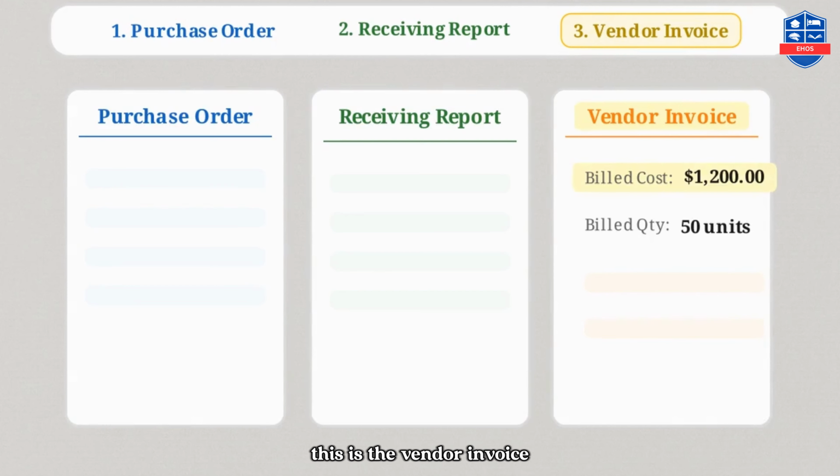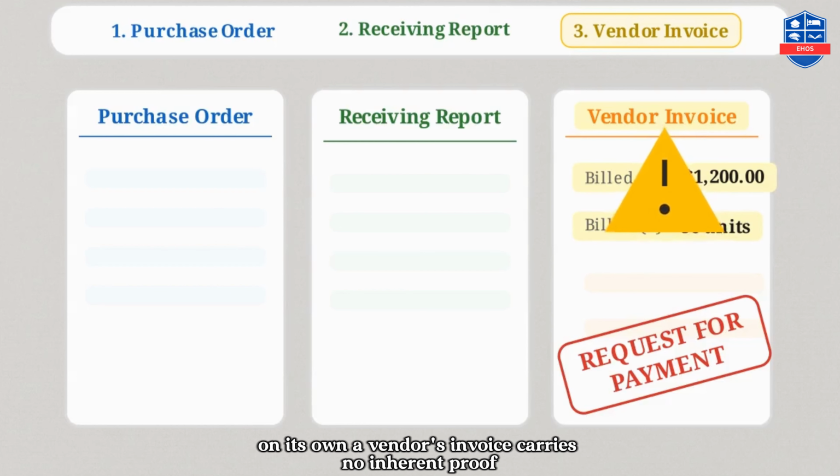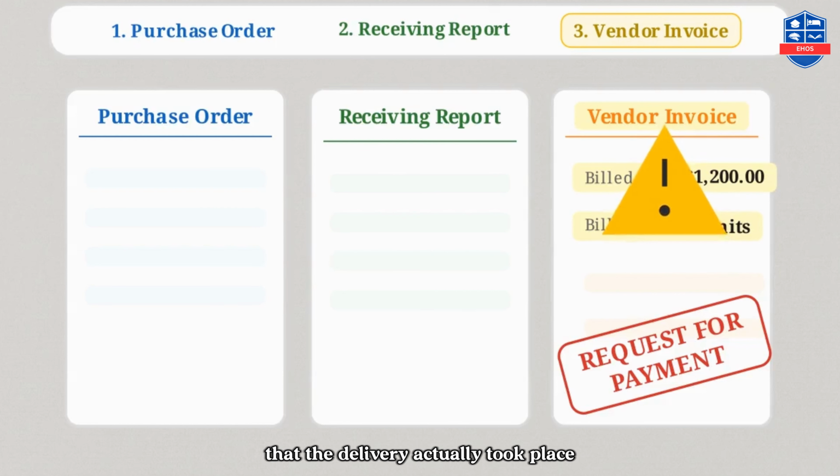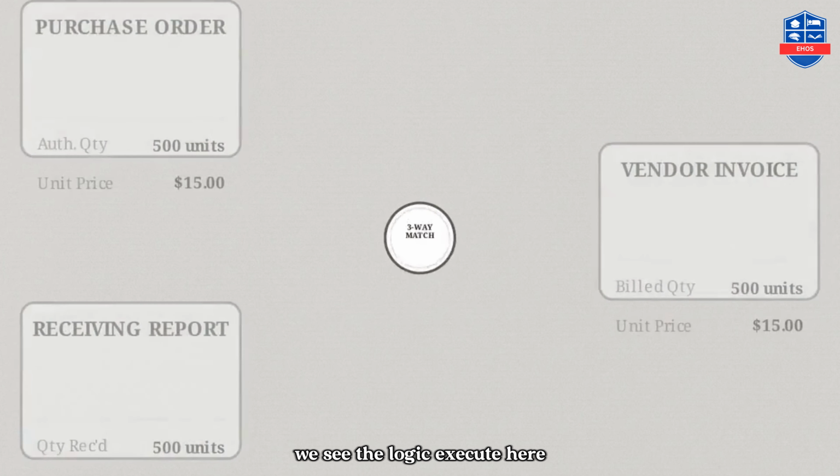The final variable in this equation is introduced externally by the supplier. This is the vendor invoice, detailing the billed cost and billed quantity. It is critical to view the invoice strictly as a request for payment. On its own, a vendor's invoice carries no inherent proof that the delivery actually took place. Now, the isolated data points from all three documents converge in the accounts payable execution matrix. We see the logic execute here.